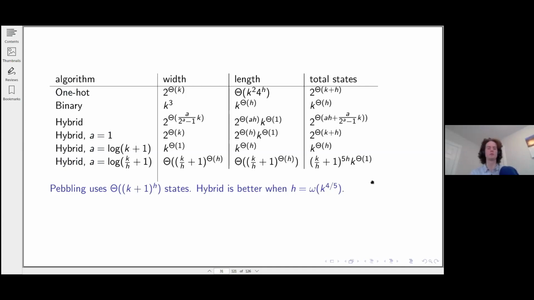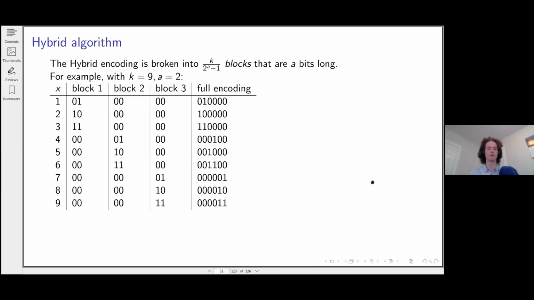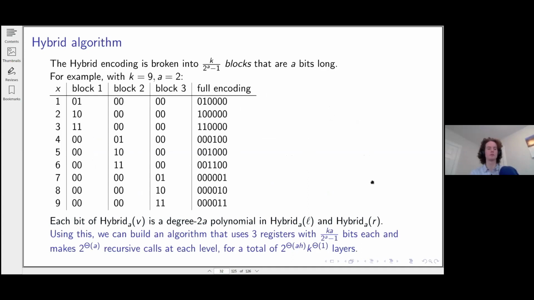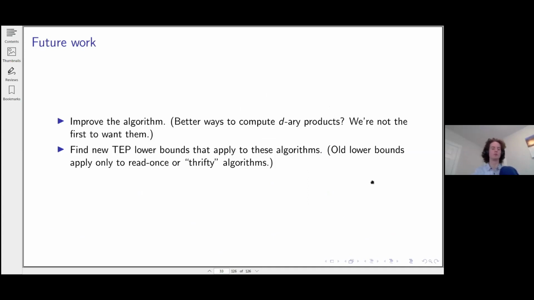Maybe what I'll do is just give you a brief taste of, I think I should just skip ahead to future work. So there are basically 2 directions to go from here that present themselves. The first one is to try to get a better algorithm. So the main bottleneck in these algorithms seems to be these products, where computing a D-array product requires an exponential number of recursive calls.